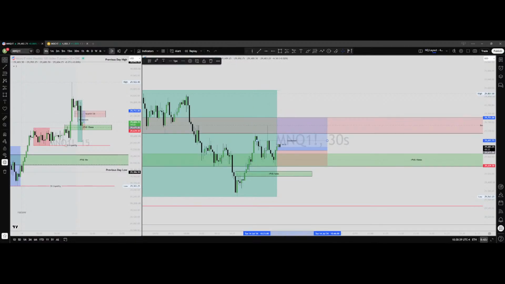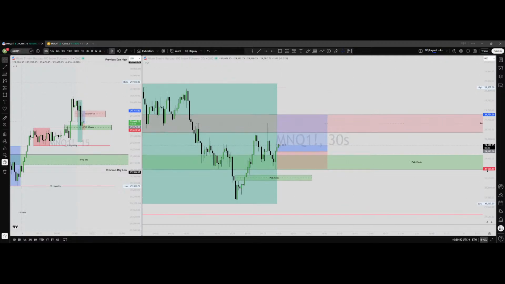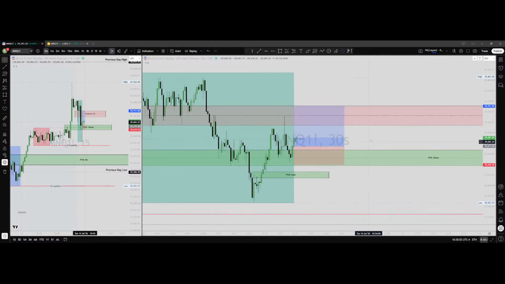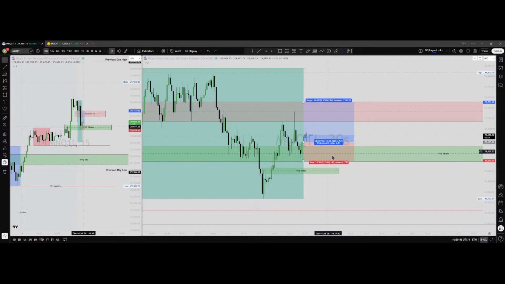Just ignore the wick here. If you ignore the wick, you will see that that's the actual price level. Okay, we got IFVG, we got FVG, tap into this FVG again. Now we should be looking for a good move up higher. If it spends two more 30-second candles just like this, small candles like this, I'll be exiting the trade.